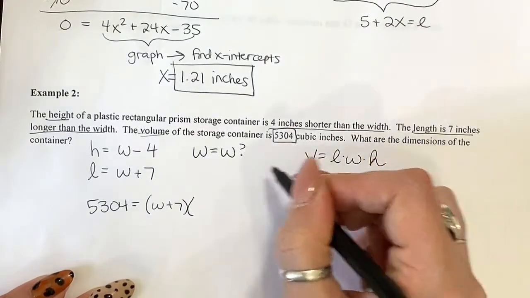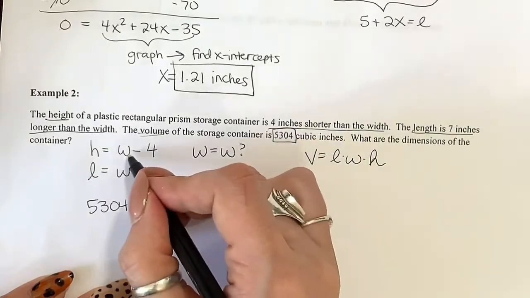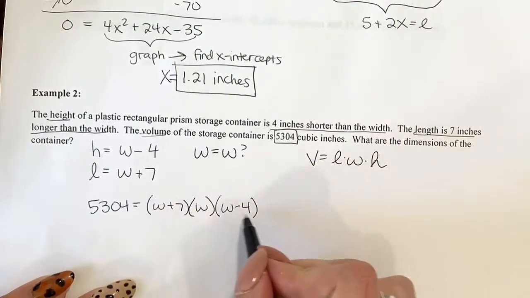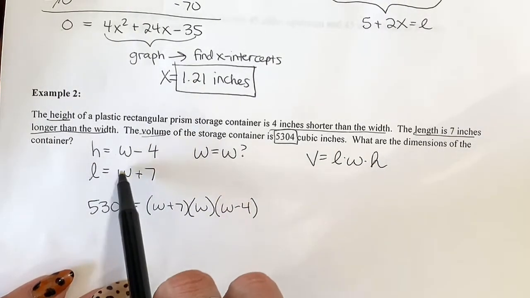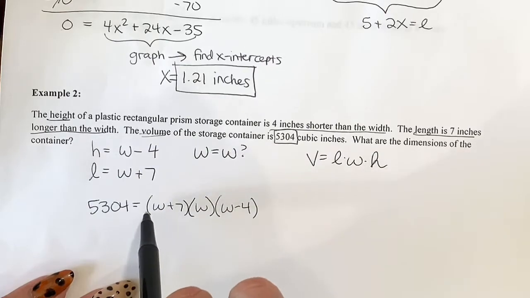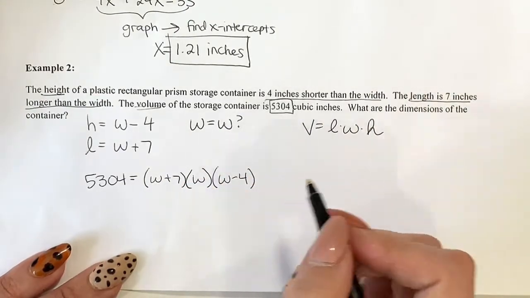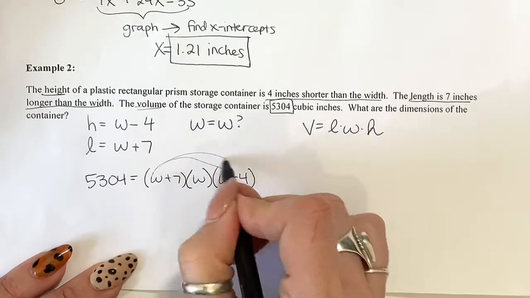Times my width. I don't know what w is, so we're just going to keep it as a w. And then my height, which is w minus 4. And notice how the only variable we have is just w's. They've given us the height and length in terms of w, so we don't have any h's or l's in here. It's all now just w's. So I'm going to go ahead and FOIL this really quick. I wish I'd put the w on the outside. I'm actually going to FOIL the two binomials first.